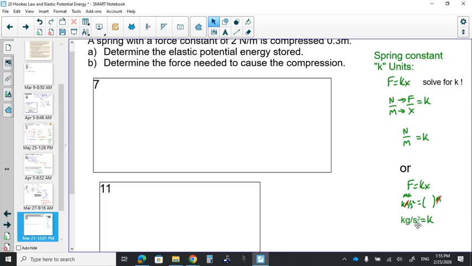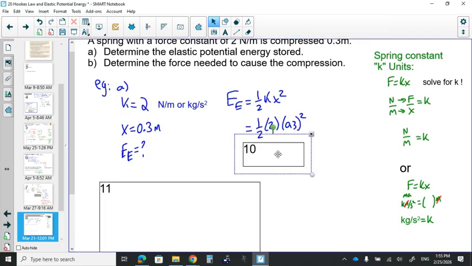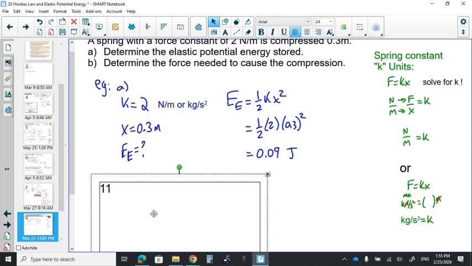In order to compress the spring by a meter, you need a certain amount of force. It's interesting that the base units simplify to just kilograms per second squared. Anyways, given the information, we have the k value of 2, and the compression of the spring is 0.3. You just whip out the equation that has to do with the concepts here, plug numbers in, and boom, 0.09 joules stored, right?